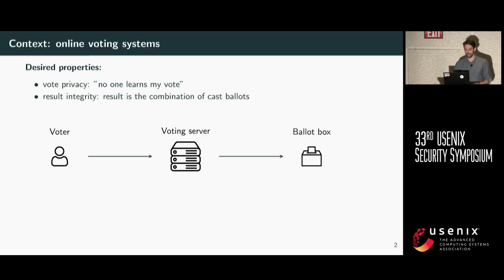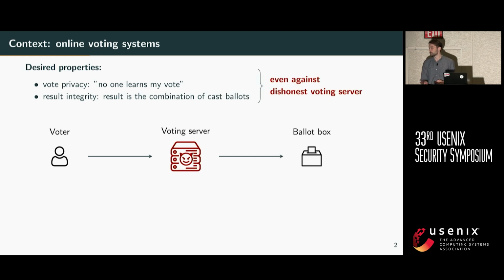Similarly to traditional paper ballot voting systems, e-voting systems should ensure some properties. First of all, the votes should remain private, meaning that nobody other than the voter should learn who they voted for. And the integrity of the result should be protected, so nobody should be able to manipulate the result of the election. These two properties should be ensured even in the case of a malicious voting server. So for example, if the organizer of an election is corrupted, it should not be able to manipulate the result of the election or learn who voted what.